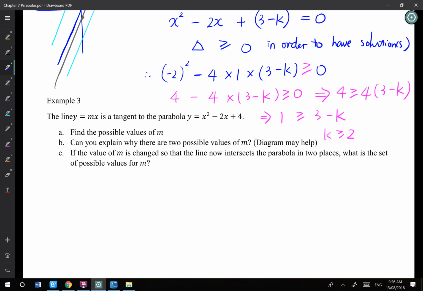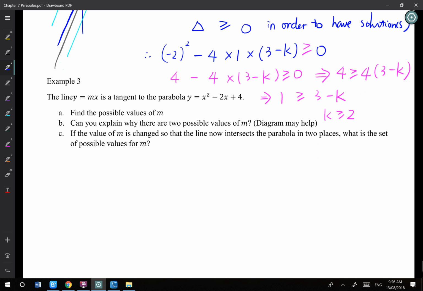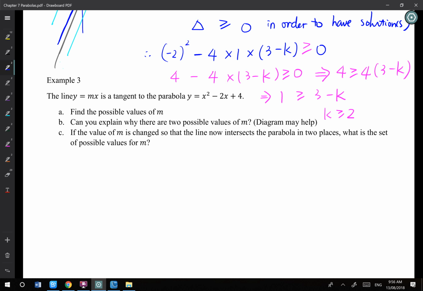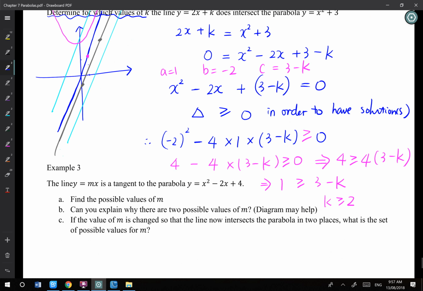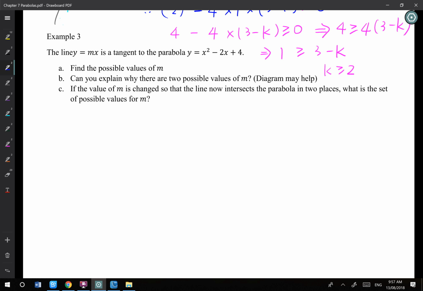Okay, let's look at the next one. The line y equals mx is a tangent to the parabola y equals x squared minus 2x plus 4. If m is a changing value, what is it doing? For this one, for example, I'm changing k, and the line is moving up and down. What kind of change do you have when you change the value of m?